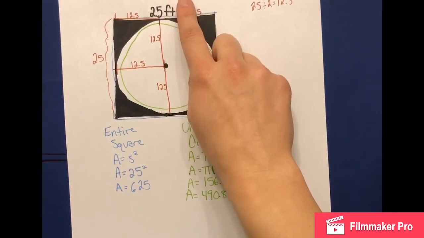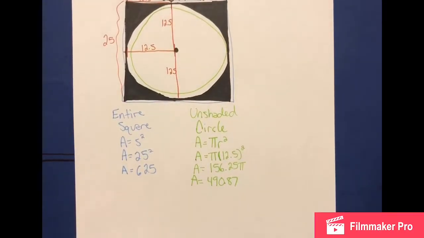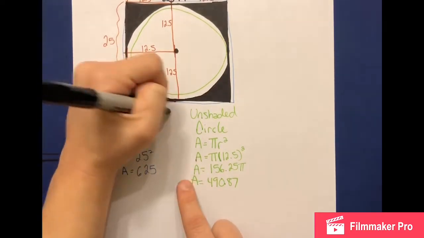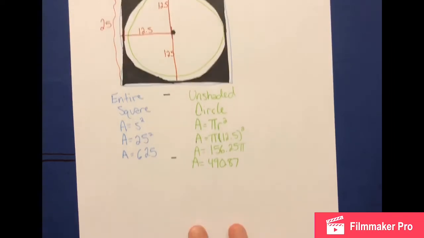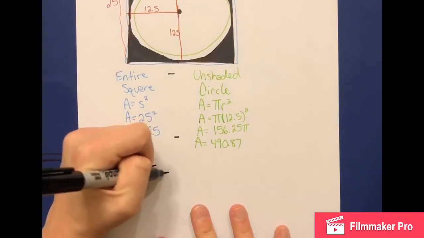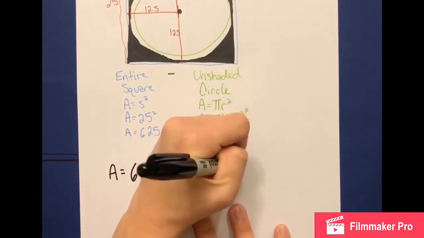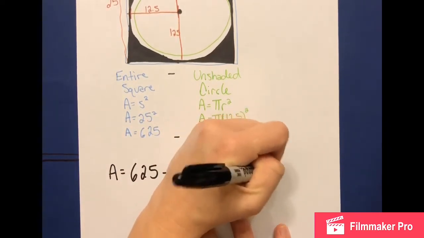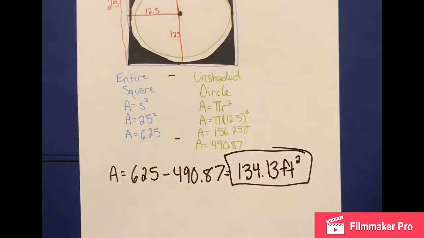What am I going to do with that? Plug it into my formula. So my formula was up here. It's entire minus unshaded. So I'm taking the entire, I'm subtracting the unshaded. So that's what I'm going to do here. I'm going to do this minus this. So I have area is equal to 625 minus 490.87, which is equal to 134.13 feet. And this is still area, so we still have that it's squared.